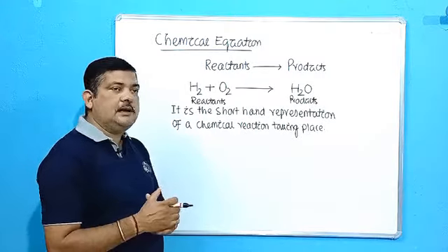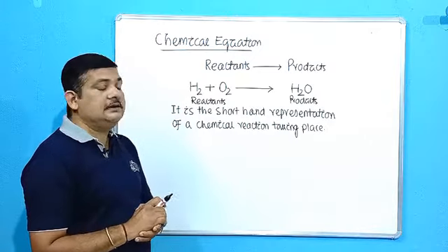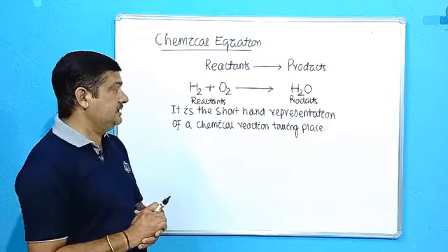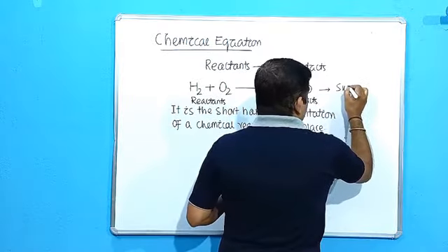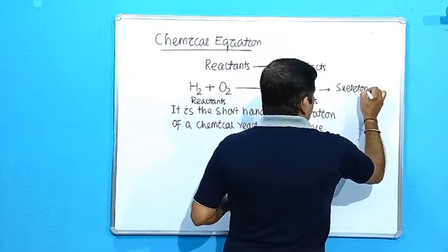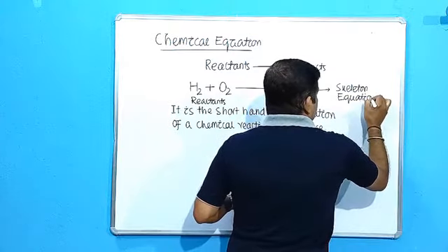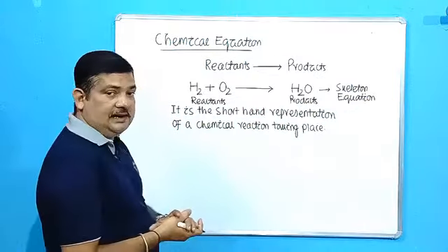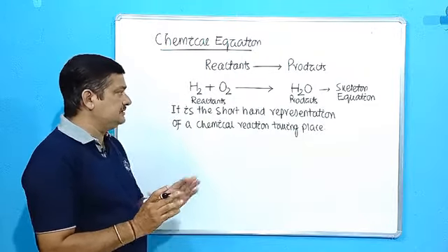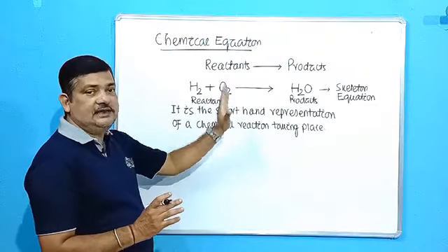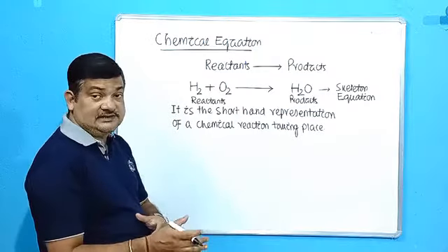But as I told you, our first condition must be maintained. What is the first condition? That the chemical equation must be balanced. So, this equation which is not balanced is called a skeleton equation. That means this equation is not balanced. It is just a representation of the chemical reaction taking place. So first we will write the skeleton equation. Then second condition, we have to balance it.